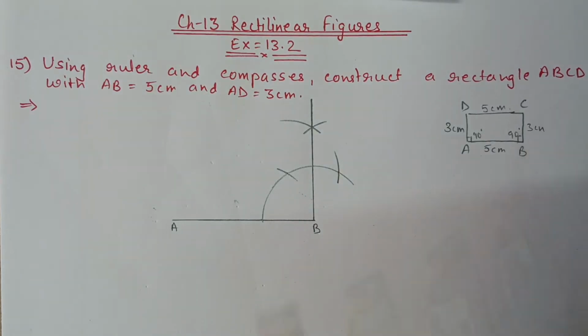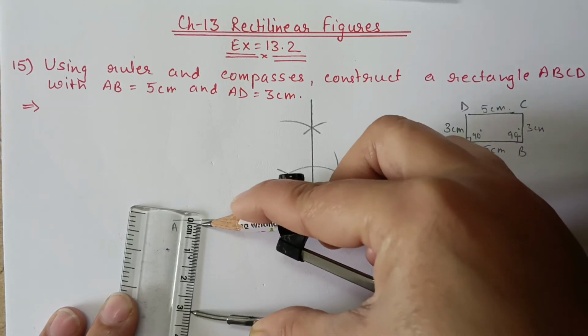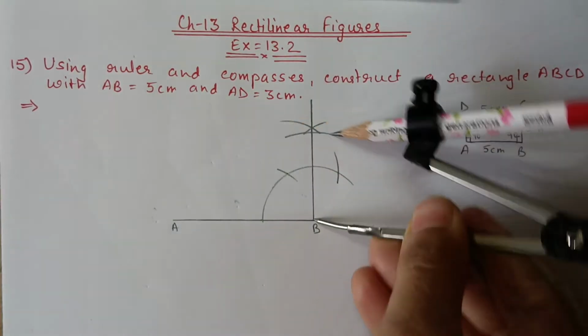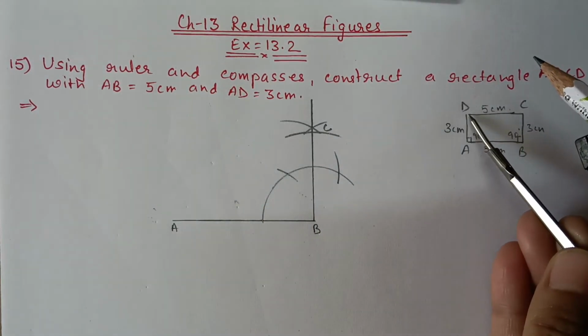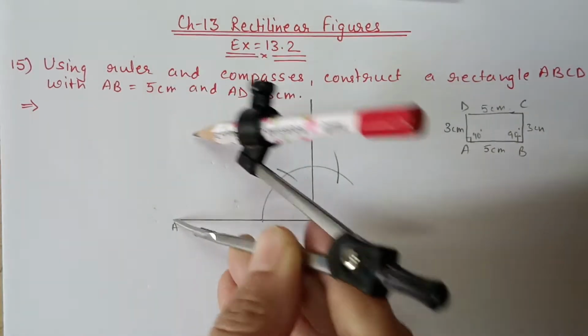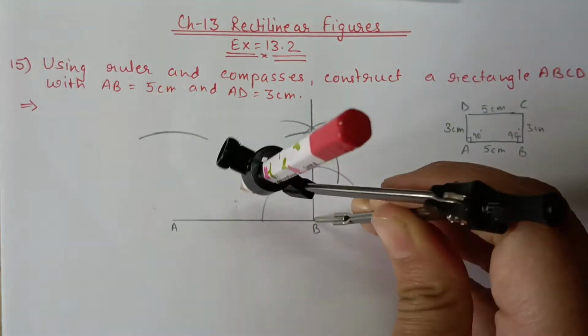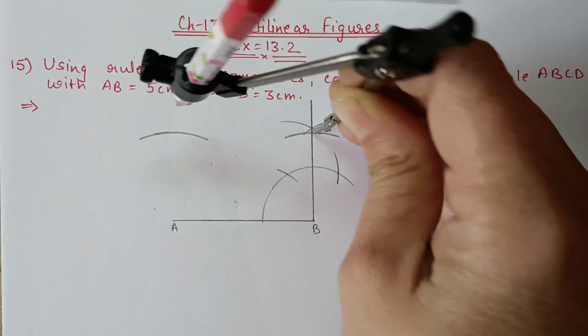Now this side is 3 centimeter, B to C is 3. So take a 3 centimeter distance in your compass, and from B put one arc. Wherever this arc crosses, that is point C. Now we need point D. For that we can put from A a 3 centimeter arc, and another arc of 5 centimeter from C. So take 5 centimeter distance and from C put one more arc.